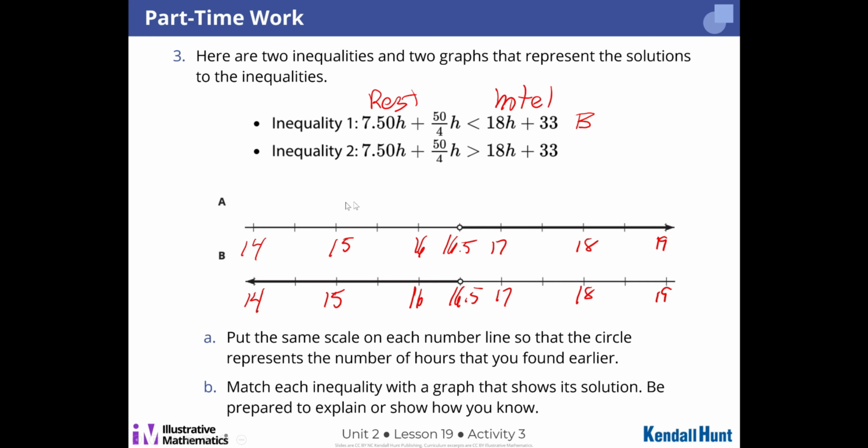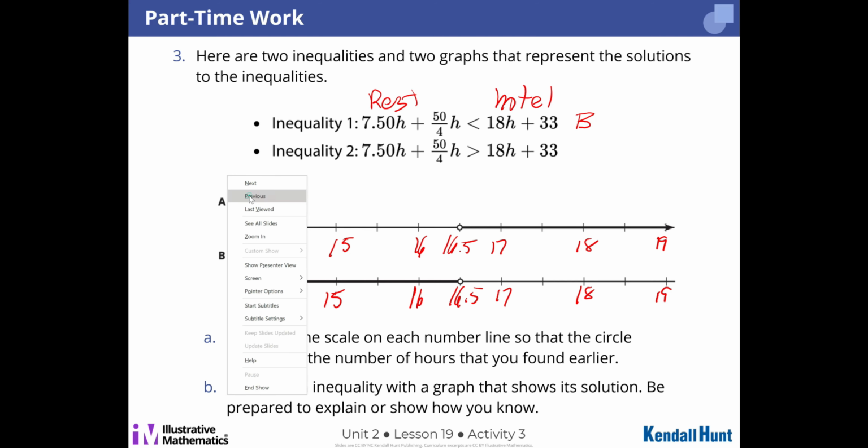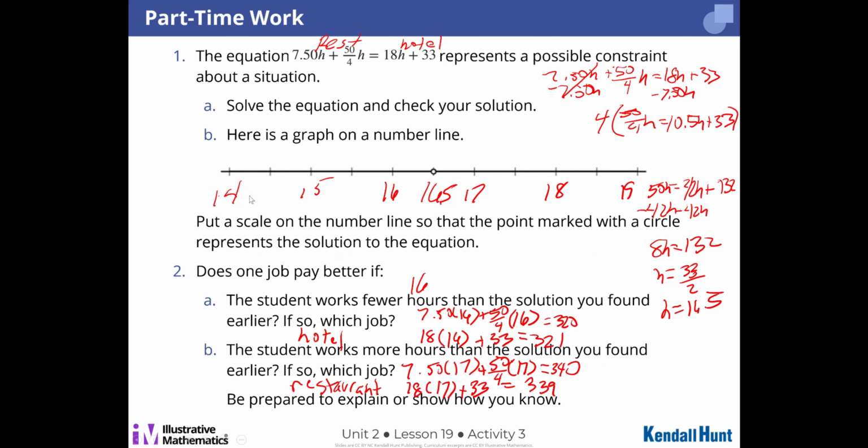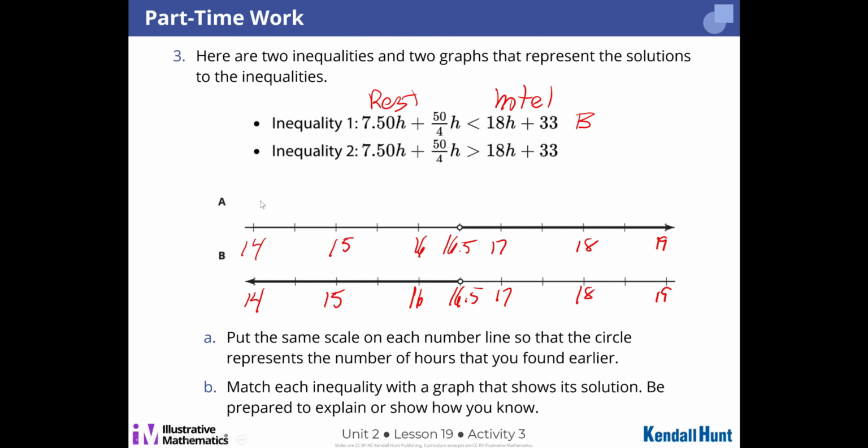And recall in the next one, we want to know when the restaurant is better. So if we go back to our previous slide, the restaurant was better when we had 17 hours. So that would be inequality 2, or graph A. So graph B represents when the hotel is better. Inequality 1 represents graph B, that's when the hotel is better. Inequality 2, which represents when the restaurant is better, is graph A.